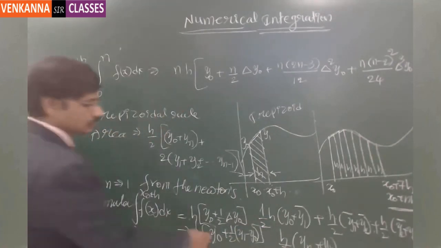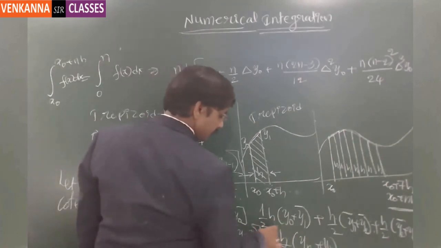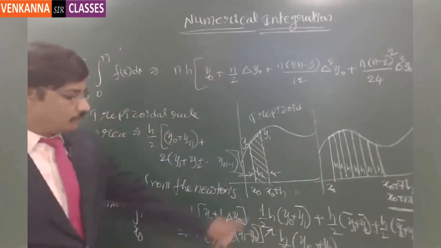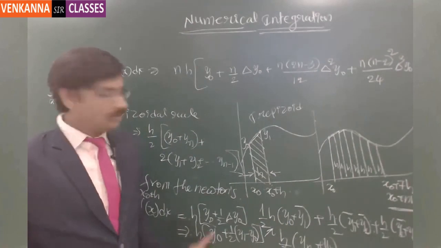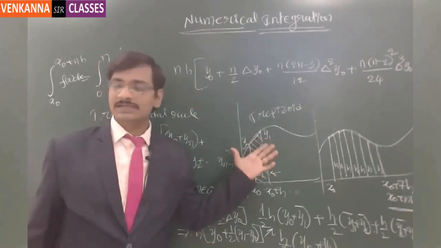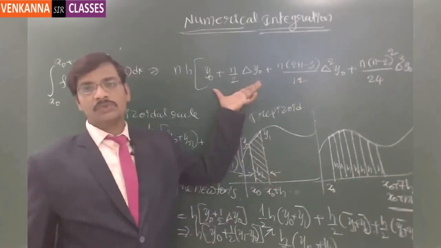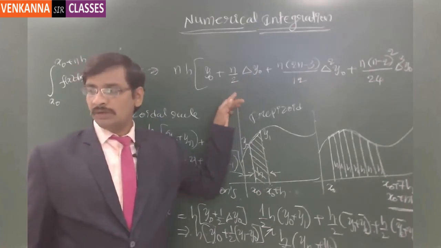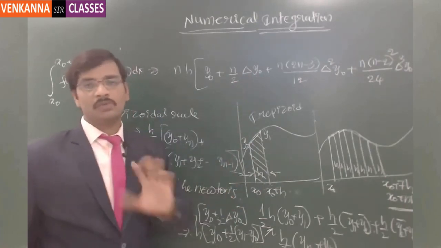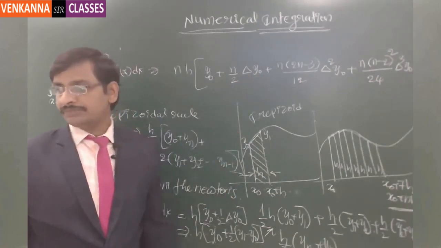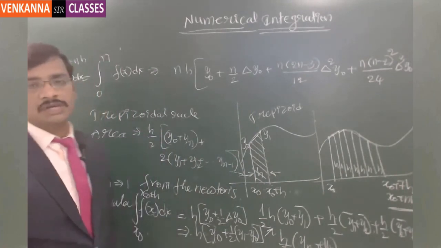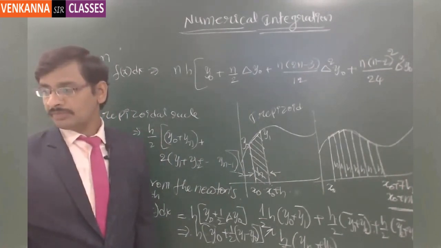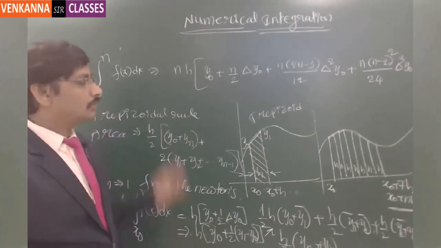So this value is again the same answer as h by 2 times y0 plus y1. So even if you calculate as if it is a trapezoid, or in Newton's Cotes formula you put n equal to 1, both formulas are one and the same. Got it? I hope you understood this concept. Fine. So you can note down this.